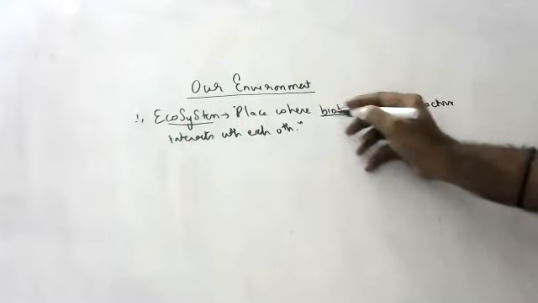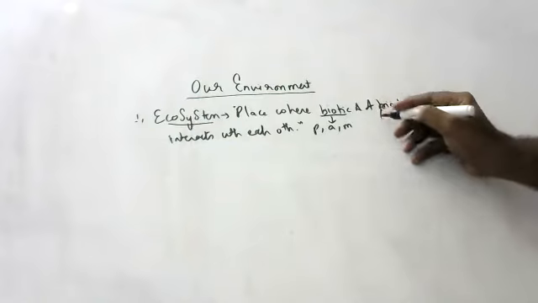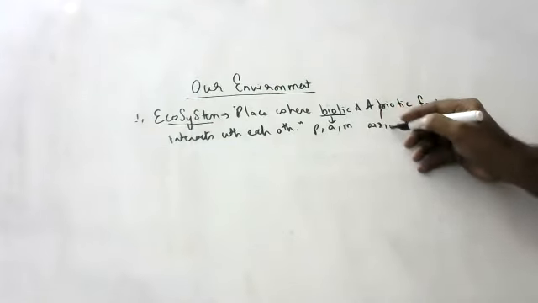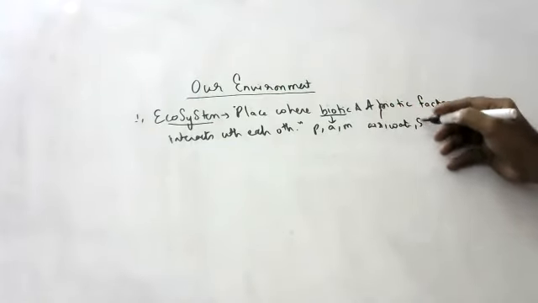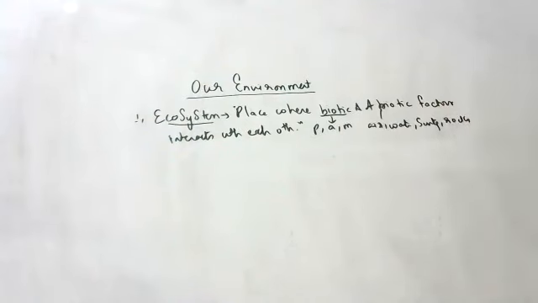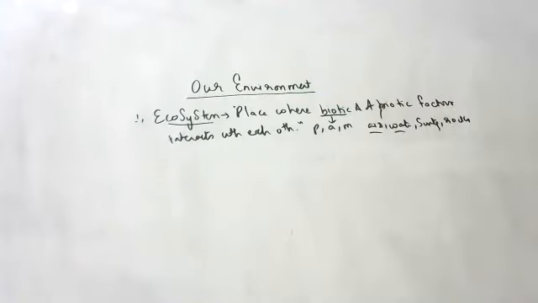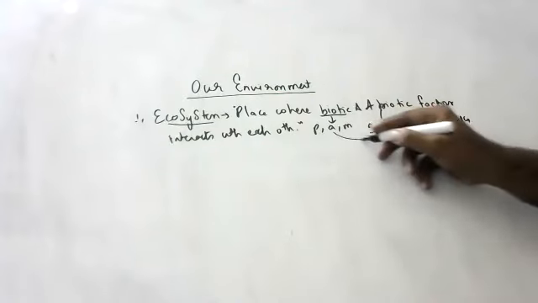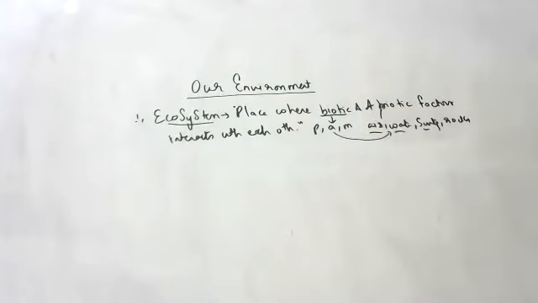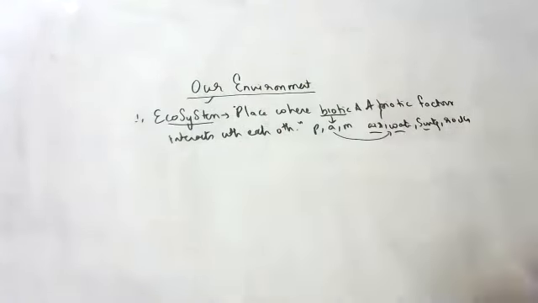Biotic factors means plants, animals, microorganisms, everything. Abiotic factors means air, water, sunlight, rocks, all these things. Without air we can't live, without water we can't live, without food we can't live, without sunlight, gone case. So we are continuously interacting with the abiotic factors. The place where such interaction is taking place is called an ecosystem.